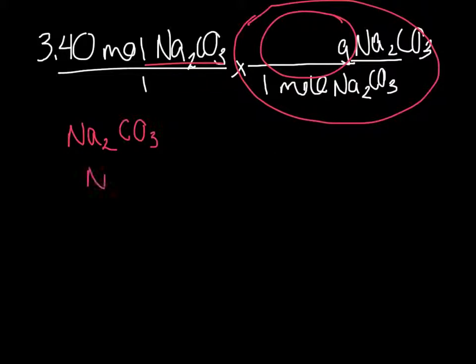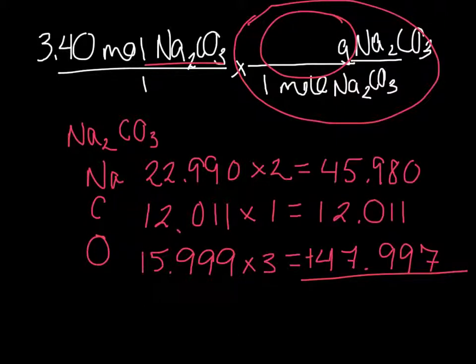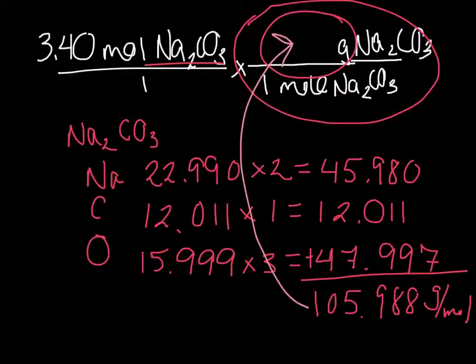So remember, when calculating the molar mass, you're just going to set up each element, find their mass on the periodic table, and then multiply each one by how many of that element are in the formula. So Na has 2, carbon has 1, and oxygen has 3. Then after you do the math there, you just add them all together, and that should give you a total of 105.988 grams per mole. And that's your molar mass that's going to go here.